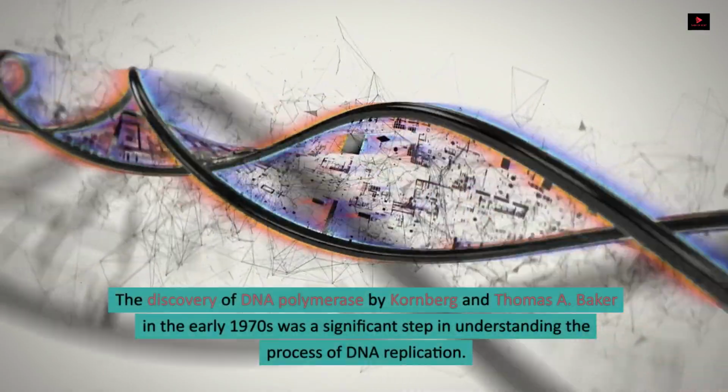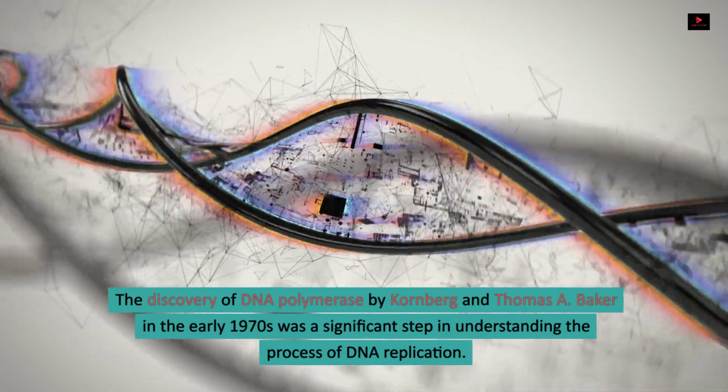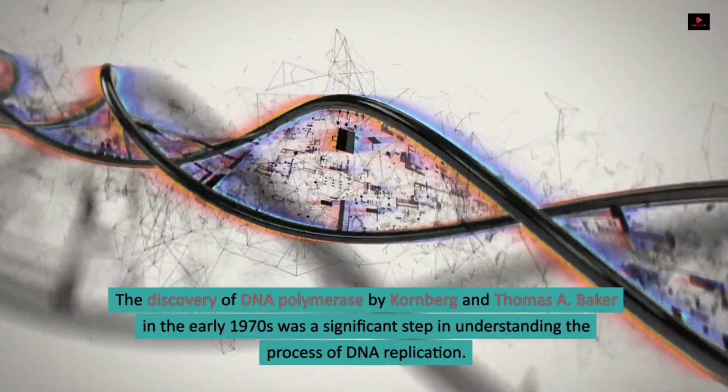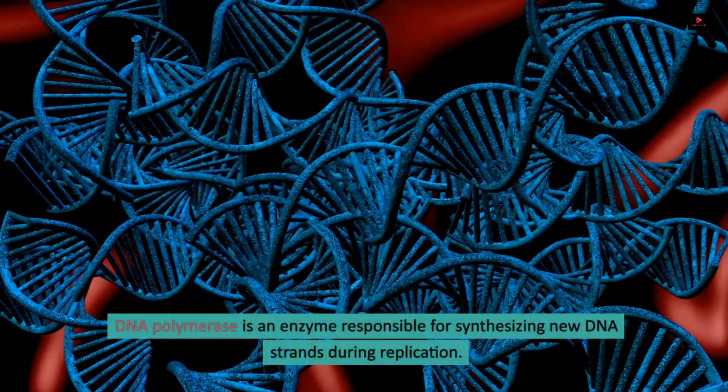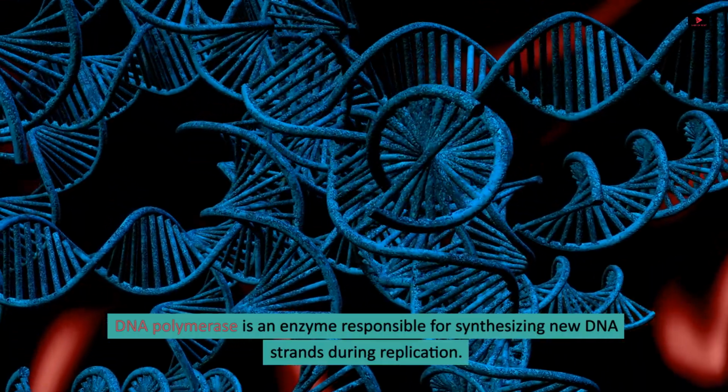Discovery of DNA polymerase, 1970s. The discovery of DNA polymerase by Kornberg and Thomas A. Baker in the early 1970s was a significant step in understanding the process of DNA replication. DNA polymerase is an enzyme responsible for synthesizing new DNA strands during replication.